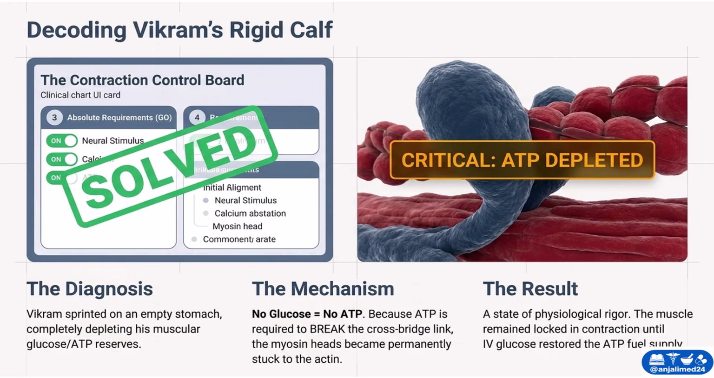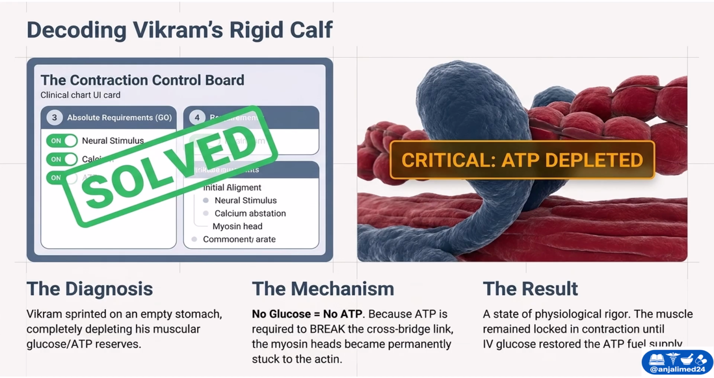Let us begin with the diagnosis shown on the left side. Vikram sprinted intensely on an empty stomach. He skipped breakfast and consumed only water before the race. During high intensity sprinting, skeletal muscle requires enormous amounts of ATP. ATP production depends heavily on the available glucose. Because his glycogen and glucose reserves were insufficient, his muscle rapidly exhausted its ATP supply. This is the key event in the entire case.